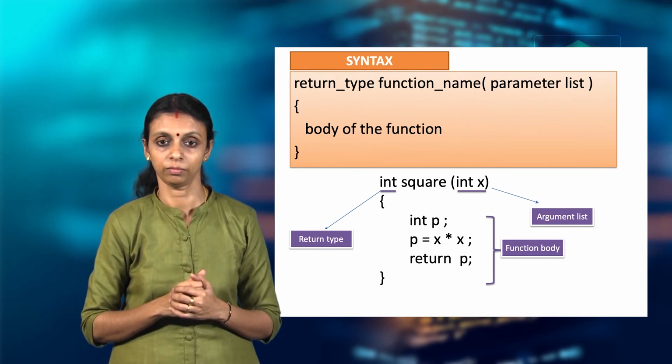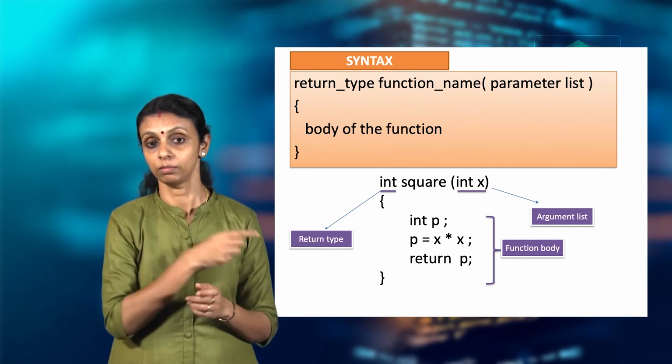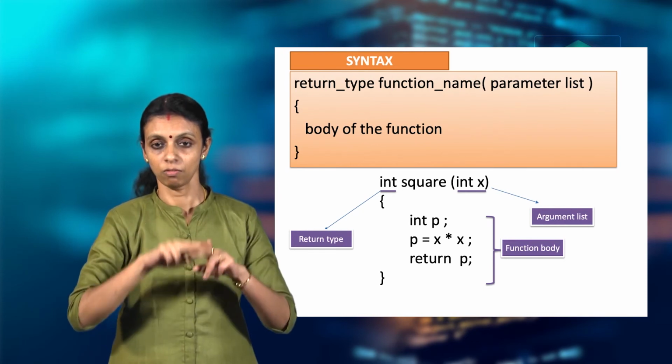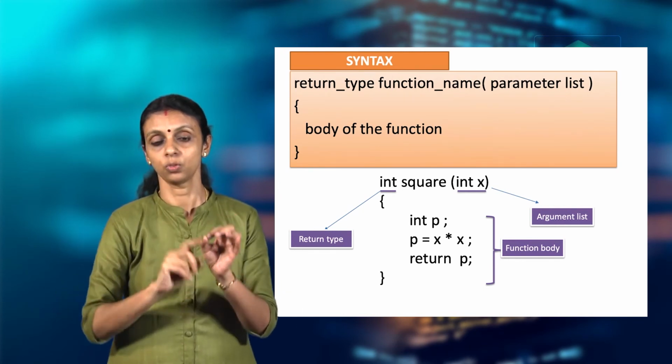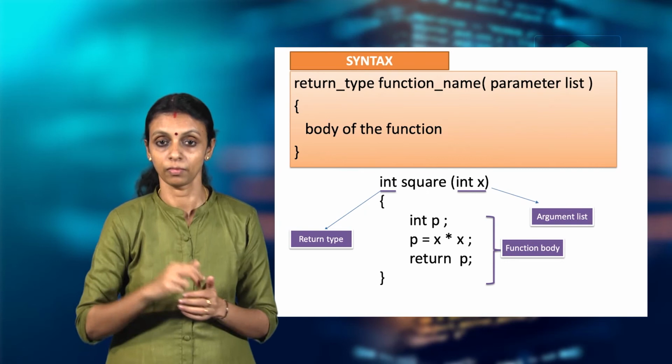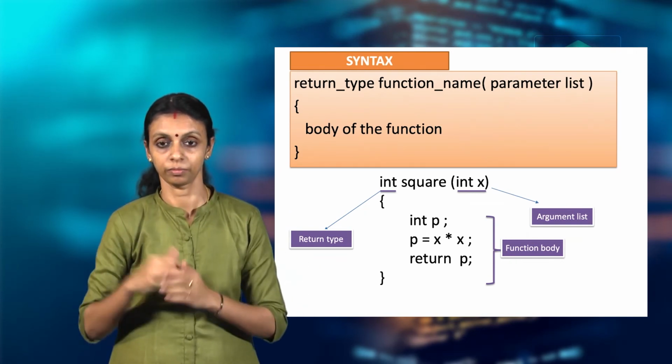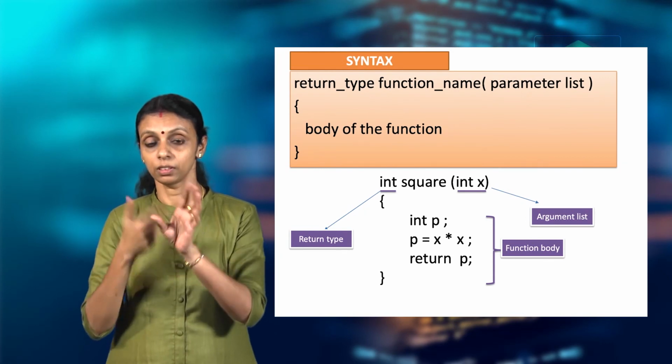Consider the function declaration int square in brackets int. Here function name is square, return type is int, parameter is of int type.